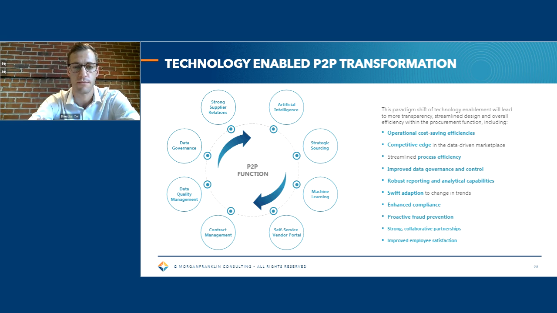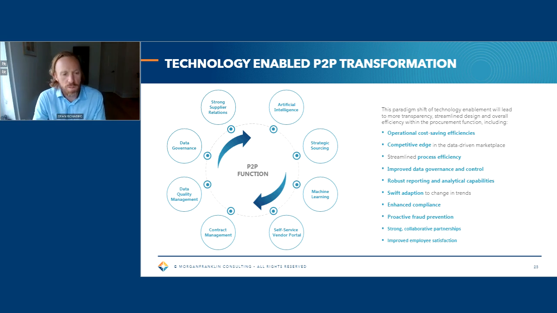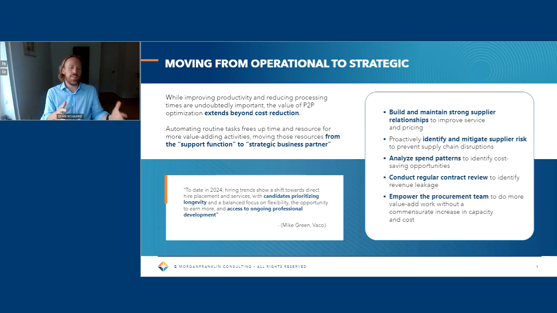Thanks, Brent. So this has all been great, but one thing we talked about early on was around people. One of the secondary aspects of this, in some respects, is that when you automate and streamline aspects of your P2P function, this allows those resources to free up capacity. This in turn allows them to shift their focus from manual operational tasks to strategic initiatives. Instead of supporting the business, they can help actually guide the business activity and provide guidance to people. A couple of examples would be building and maintaining strong supplier relationships to enhance service quality and pricing, as well as proactively identifying and mitigating supplier risks to prevent supply chain disruptions.